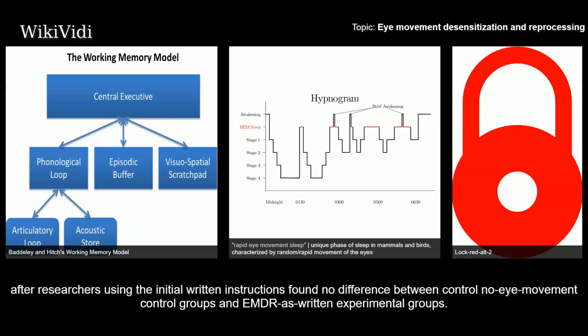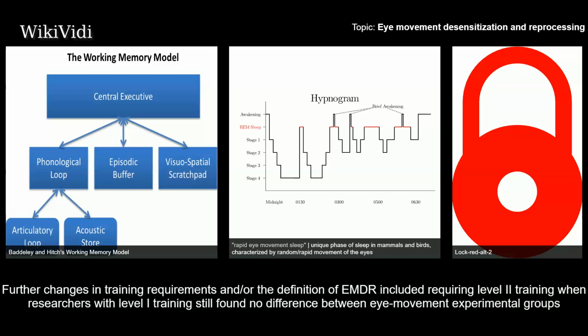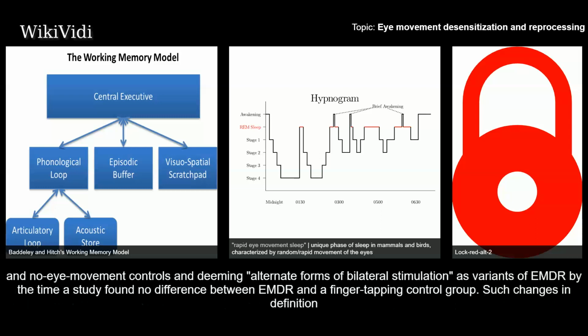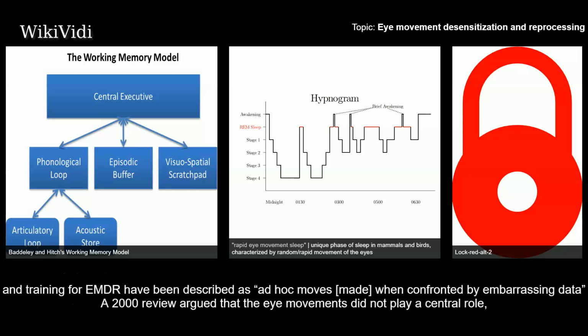After researchers using the initial written instructions found no difference between no eye movement control groups and EMDR as written experimental groups, further changes in training requirements and/or the definition of EMDR included requiring Level 2 training when researchers with Level 1 training still found no difference between eye movement experimental groups and no eye movement controls, and deeming alternate forms of bilateral stimulation as variants of EMDR. By the time a study found no difference between EMDR and a finger tapping control group, such changes in definition and training for EMDR have been described as ad hoc moves made.